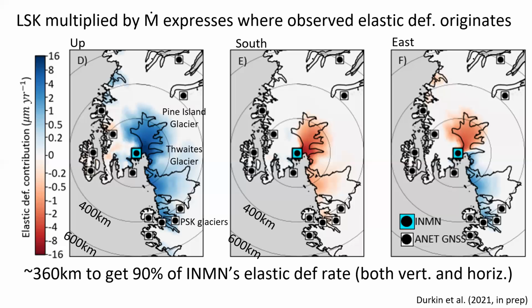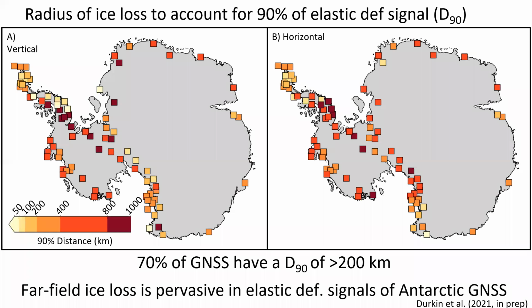And what we found here is that far field mass loss is very important in correctly describing this site's elastic deformation. In fact, if you want to correctly account for 90% of INMN's elastic deformation rates, you need to consider all of the ice mass change within about a 300 kilometer radius. And this is the case for both the vertical and the horizontal components.